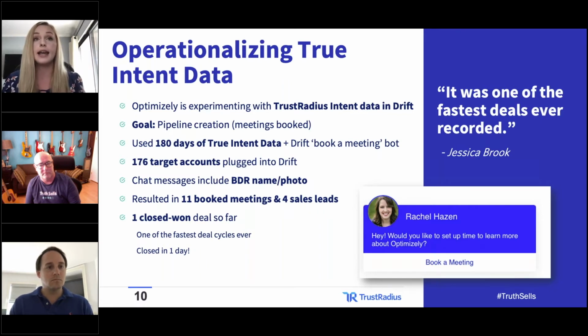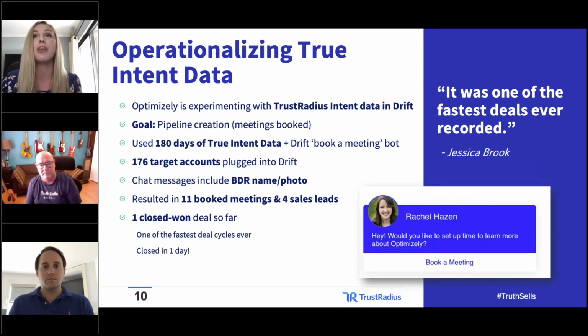So what I did is I looked at the last 180 days of true intent data. I exported it to a Google Doc. I filtered out any unwanted accounts like customers, and since this campaign was North America, I filtered by North America accounts only, and I was left with 176 in-market accounts. So I created a Drift bot. You can see the picture here.